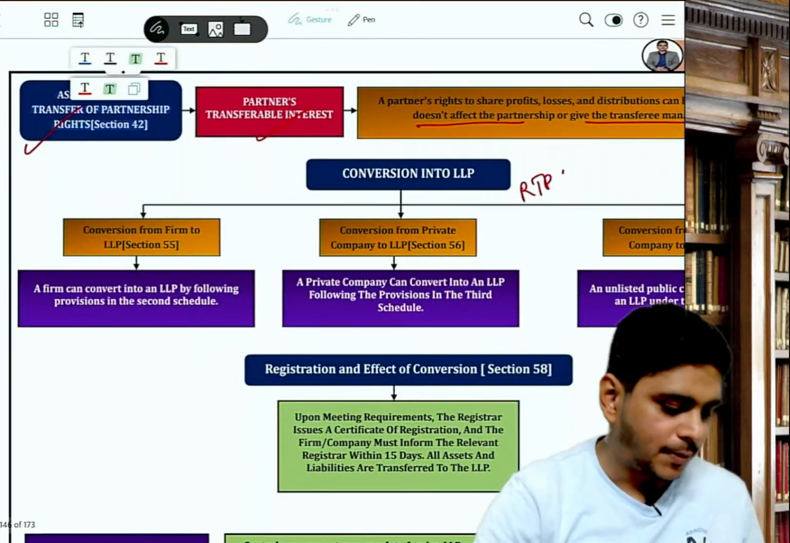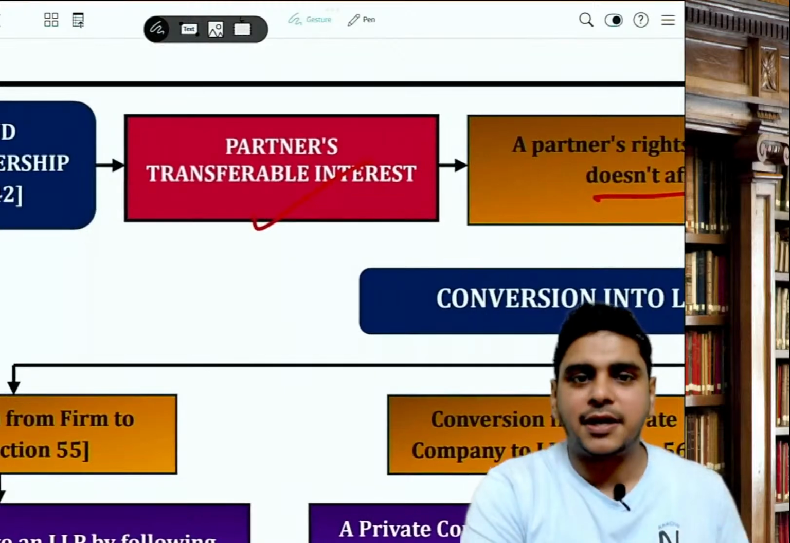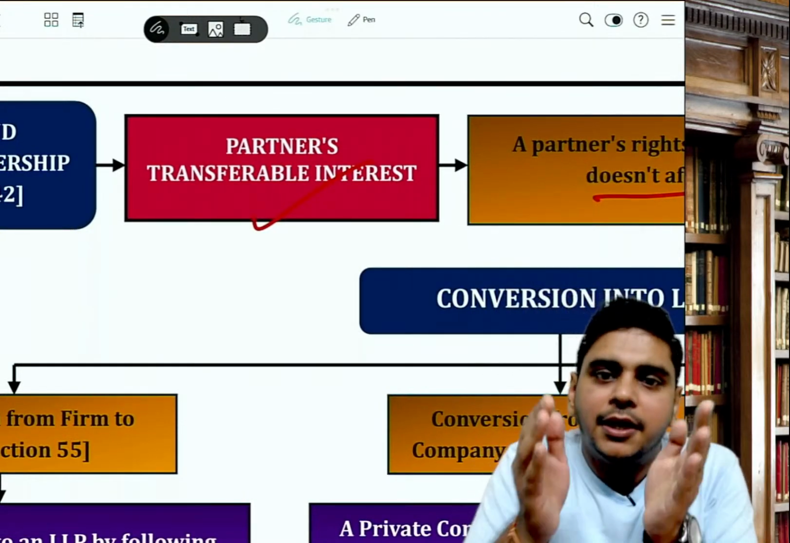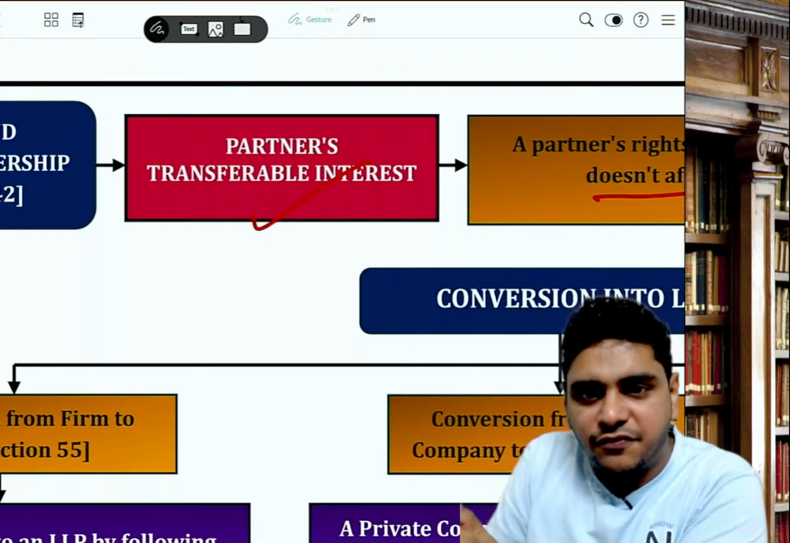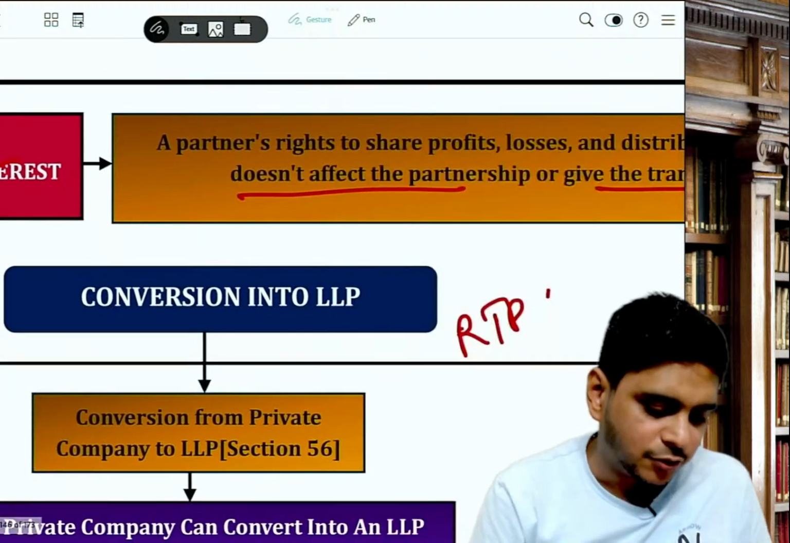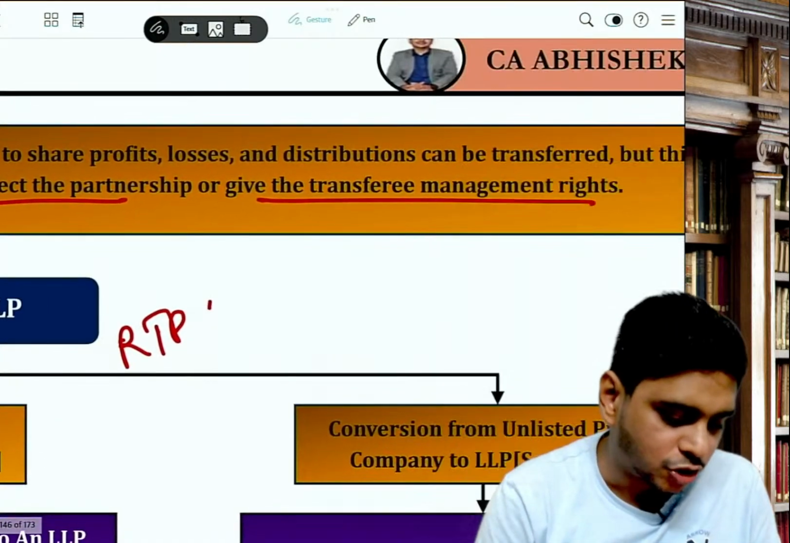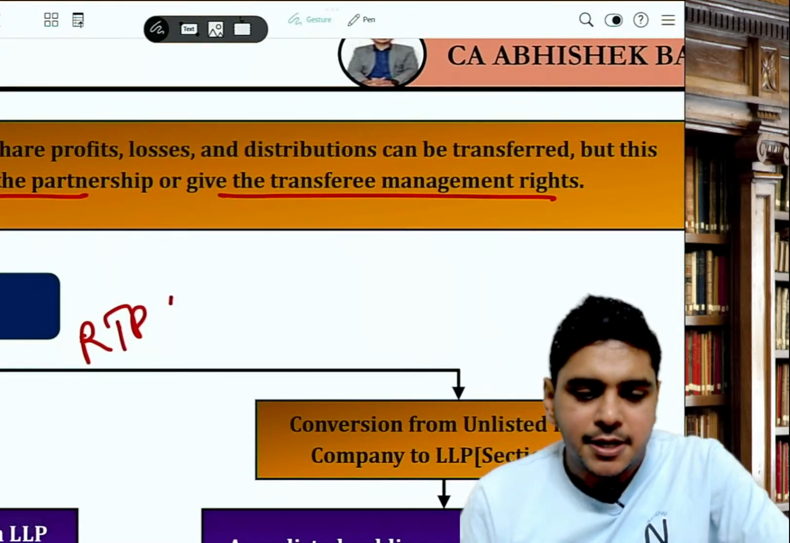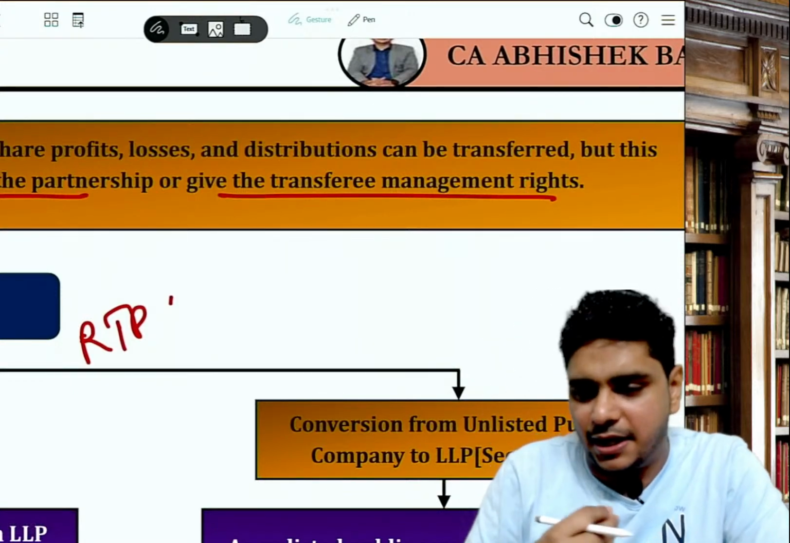Then, next. Assignments and transfer of partnership rights. So, for example, if a partner is a partner in LLP, his right can be transferred like a movable property. A partner's right to share profit, losses and distribution can be transferred, like a movable property.